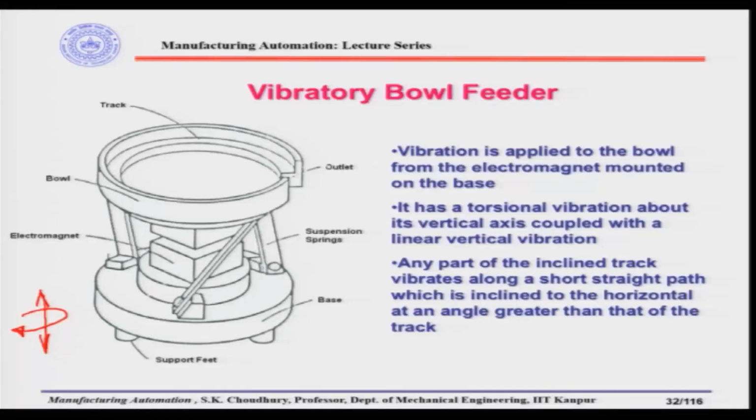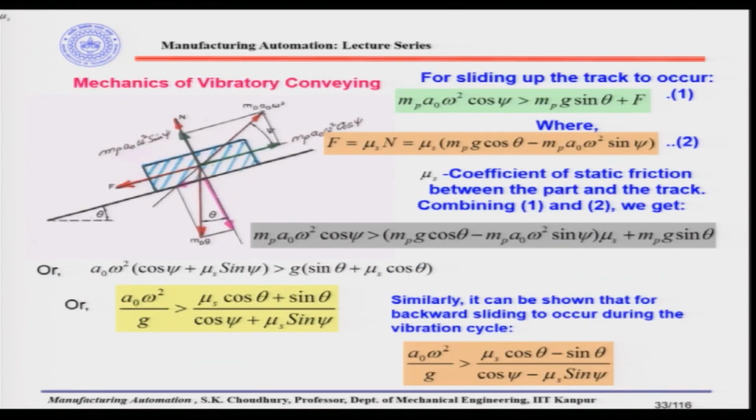That means this vibration will allow the part to leave the track, and as soon as it is leaving, the torsional vibration will help the part to move ahead. So, overall, there will be a small straight-line vibration of each part located on the track of the vibratory bowl feeder, and this straight line will be inclined to the track at an angle more than the angle of inclination of the track. Okay. All right. Now, let us see what the mechanics of vibratory conveying is.